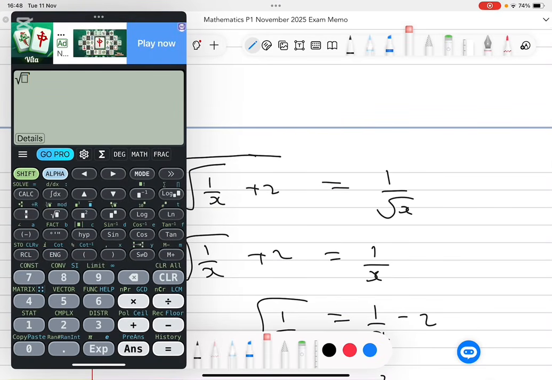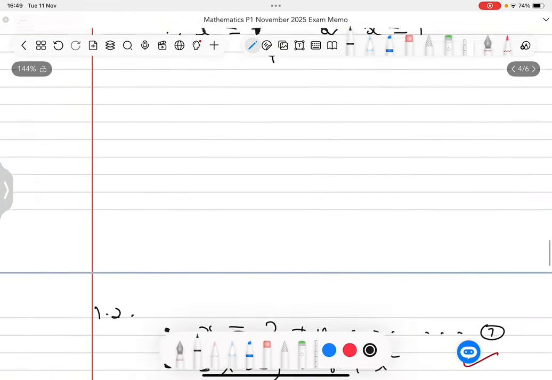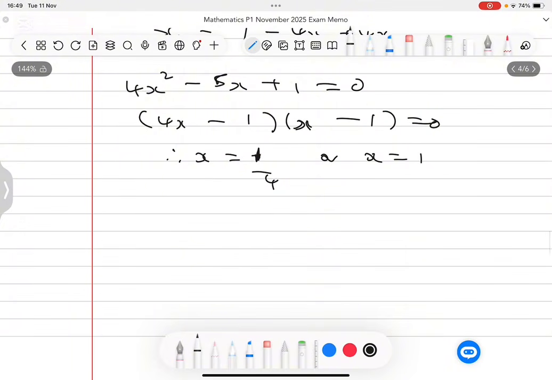To do that, I'm going to do the root of 1 over, here we're having 1 over 4, and we're adding a 2 there. And then we get a value of 2. So this side here, we have a value of 2 on the left-hand side. And we test again the right-hand side, where we're having a 1 over the root of 1 over 4. Because remember, I'm putting my value of 1 over 4 and then I get a 2. So it means this solution satisfies the equation. So this would be our answer.